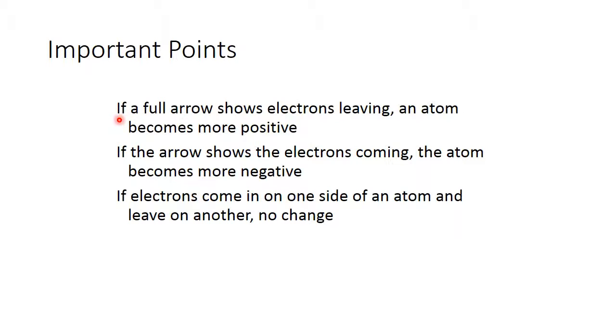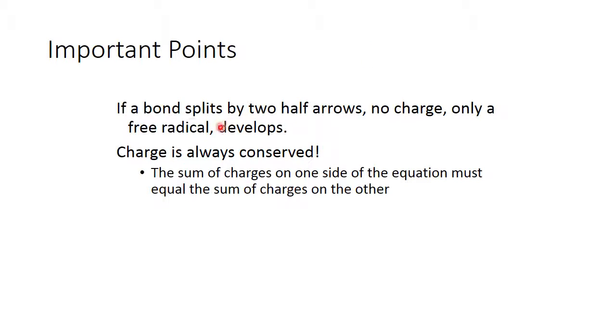Important points. If an arrow goes away from an atom, it's showing electrons leaving, so the atom becomes more positive. If an arrow is coming to an atom, that shows electrons coming, so it becomes more negative. If you have electrons come in on one side and leave on the other side, there's a net no change of electrons, and so there's no change in the charge on that atom.